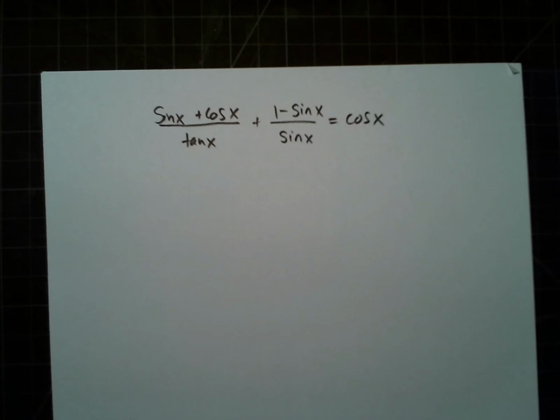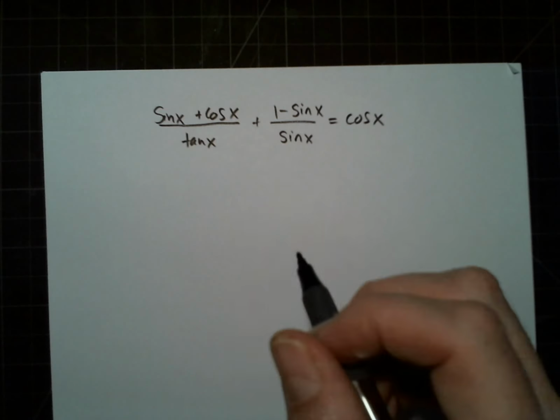Alright, so here's how I solved this equation. I started with just multiplying both sides of the equation by tangent and sine, so we get rid of the denominators.